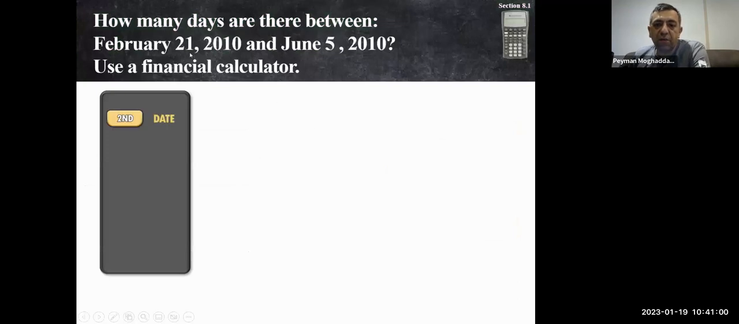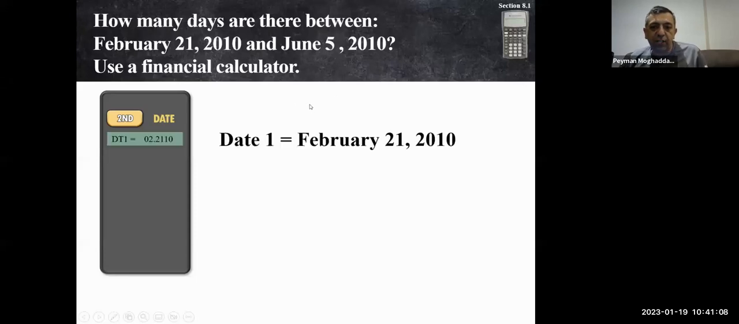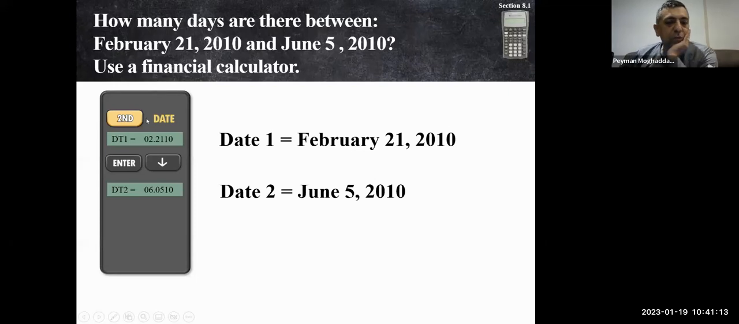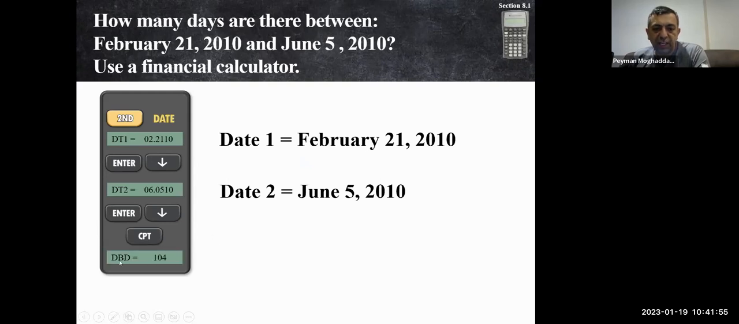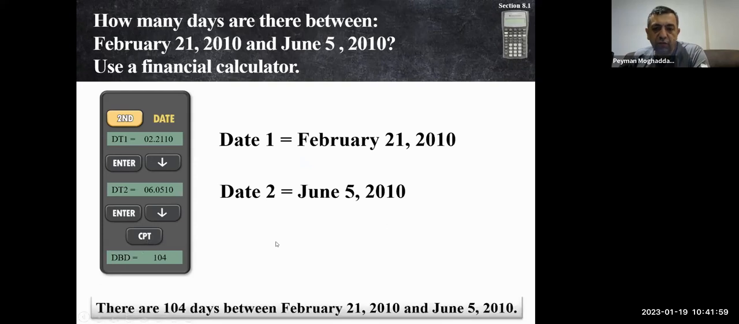How many days are between February 21st and June 5, 2010? Use a financial calculator. It's going to be very simple. You turn on the calculator, push the second button and 1, and then you have DT1. For DT1, you put February 21st, 2010, which is 02 for the month, 21 for the day, and 10 for the year: 02, 21, 10. Then June 5th, 2010 is 06, 05, 2010, and then you press enter. Don't forget to press enter as soon as you put that number in front of DT1. Then you go to DBD with the arrow key and push CPT. It's going to be 104 days.